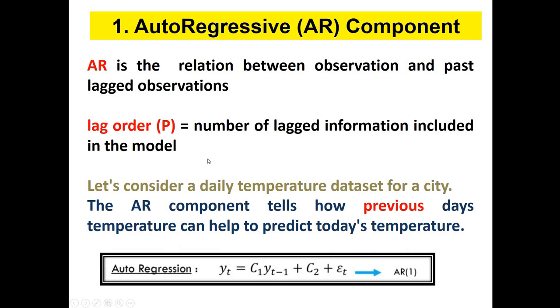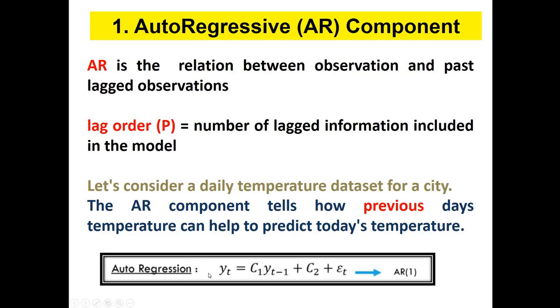Now the first part of ARIMA, that is the AR component, is the relation between observation and past lagged observations. A bit of AR we covered in last videos. So there was a lag order P, which was the number of lagged observations included in the model. Now let's consider daily temperature forecasting from a data set of a city. The AR component tells how previous days of temperature can help to predict today's temperature.